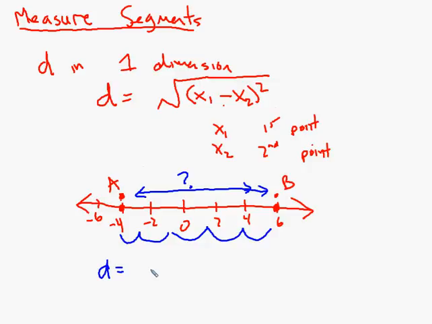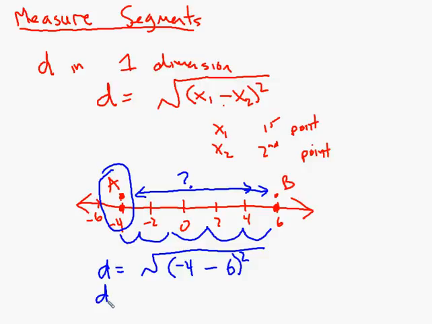So distance is going to be the square root. And we're going to take x1. Well, x1 is our first point, so it's this one. x1 is going to be -4. And we'll subtract from that 6. And then we're going to square the answer. So we need to follow the order of operations. And what is -4 minus 6? -10. Then what's -10 squared? 100. And what's the square root of 100? 10.